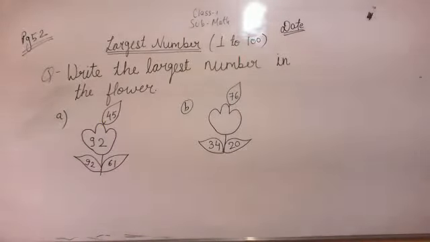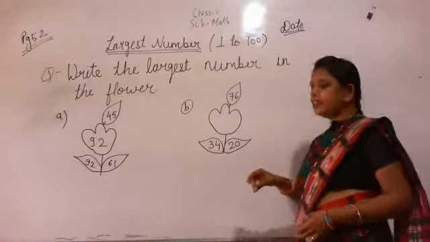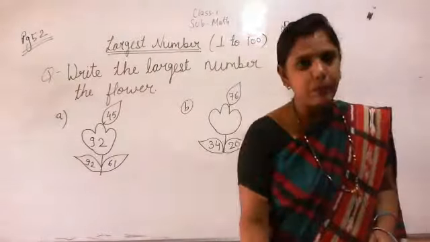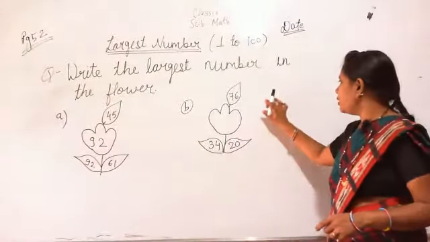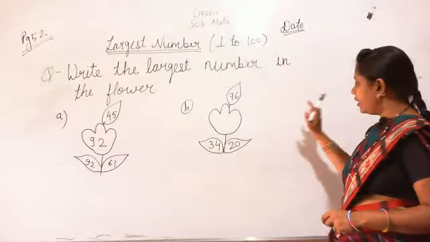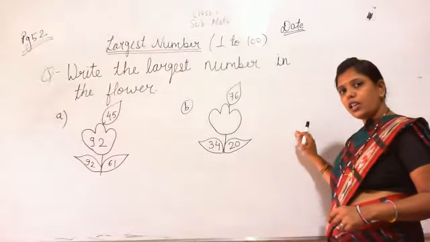And don't use the eraser again and again if you are not able to draw the picture. If you are not able to draw, then do a simple thing. You only write the number in this way and then write the answer. Okay?